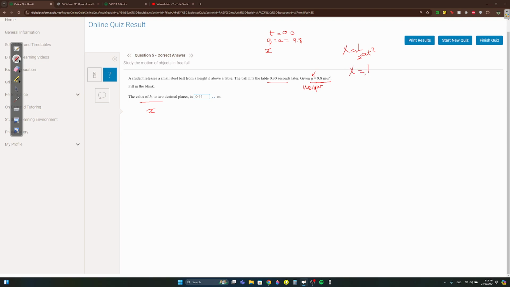Okay, x equals half the acceleration, 9.8, times the t squared, 0.3 squared. You get 0.44.